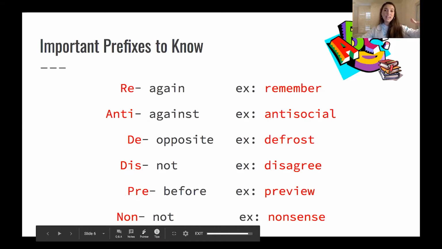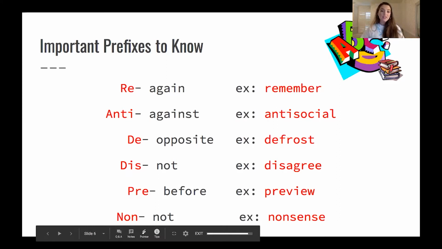All right, so let's continue on. We went through re, we went through anti. Now let's look at de. De is opposite. So if you see a word with the prefix de, the prefix de means opposite. So for example, the word defrost. Defrost means to thaw something out, make something not frozen anymore. So if it is frozen, you want to defrost it and turn it into the opposite, and that will give you defrost because it is turning into the opposite.